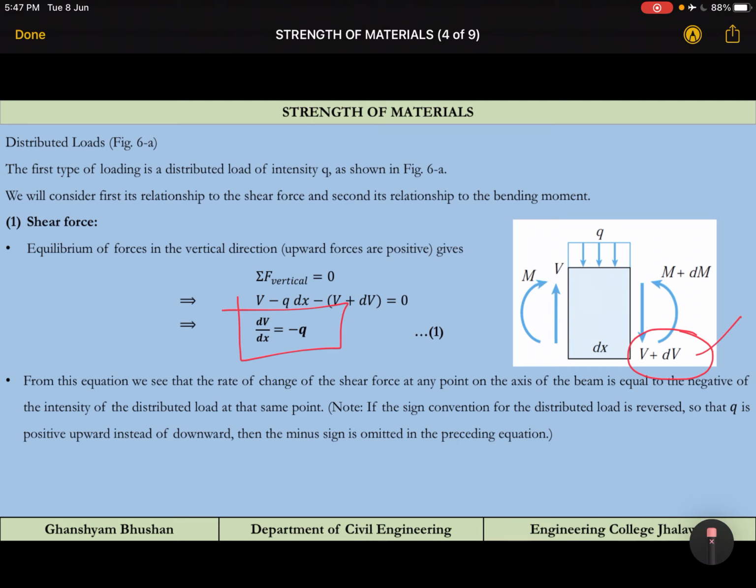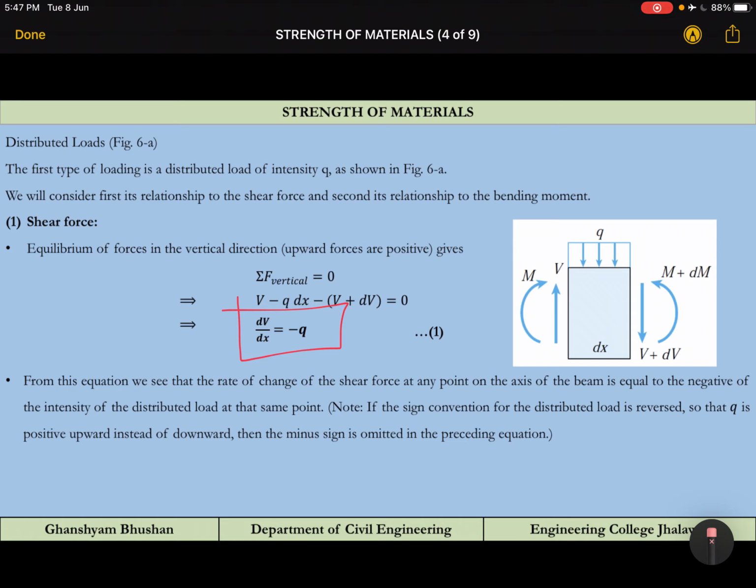It is a very interesting relation. With the negative sign, it means if Q is upward then it is positive, and if Q is downward then it is negative. For most cases you have a downward load, so you will use dV by dx as minus Q, or whatever the load intensity is. If W is there, it will be W. Generally we use W, but here we are using Q.